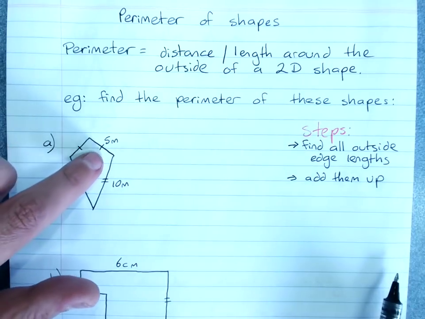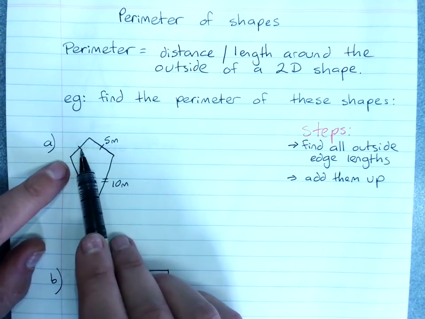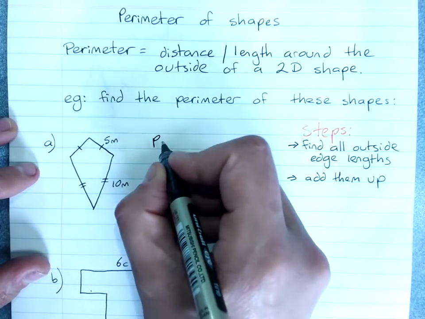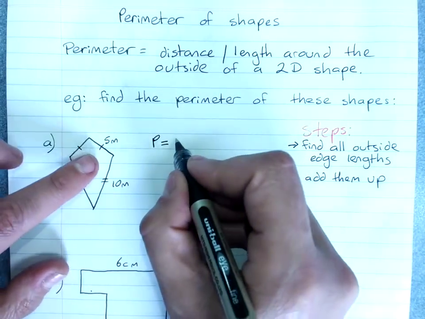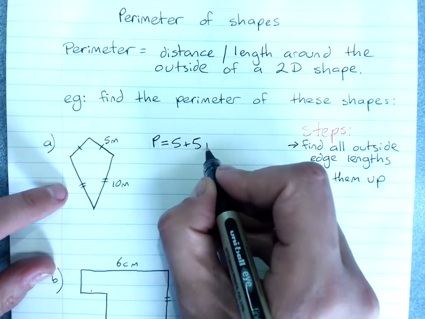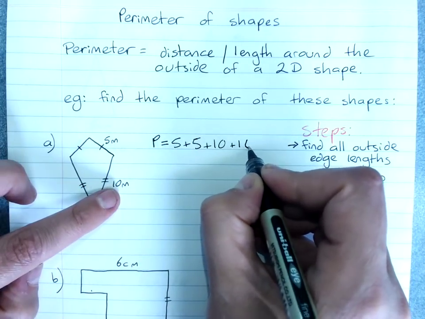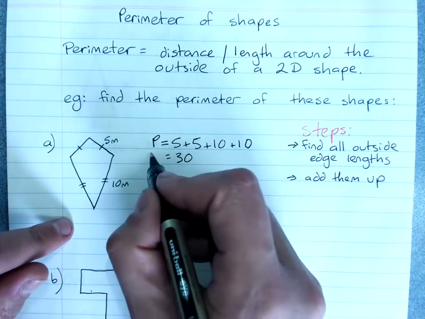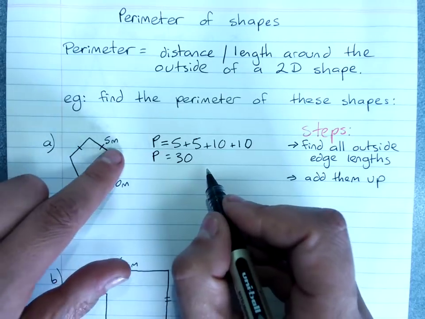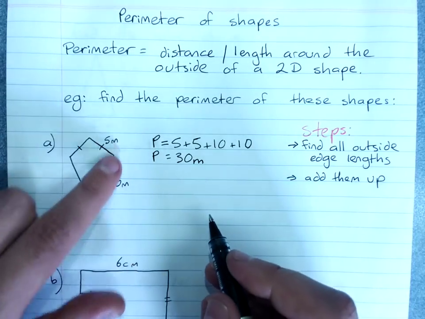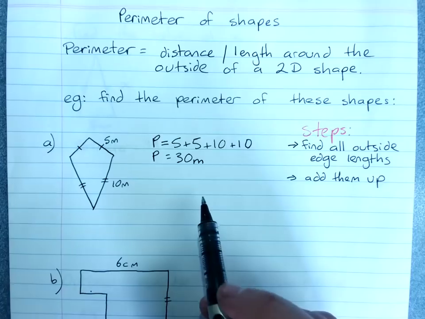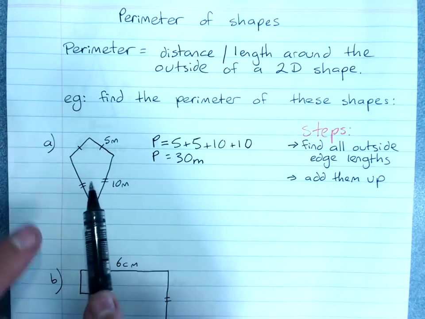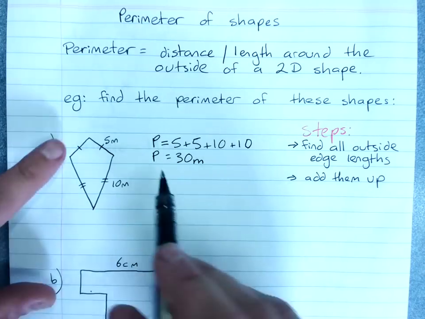We've got 5 meters. The little single line means that side's the same, so 5 and 5, 10 and 10. So I could do the perimeter. I'd say P equals 5 plus 5 plus 10 plus 10 equals 30. That's all I need, so it's perimeter. And then units, I'm measuring in meters, and it's just distance, so it's just meters. So it's as if I'd got a piece of string and wrapped it all the way around the edge there and straightened it out. It's 30 meters.